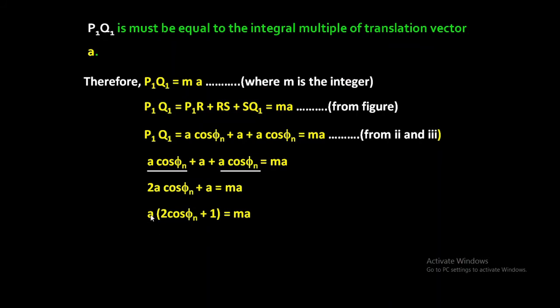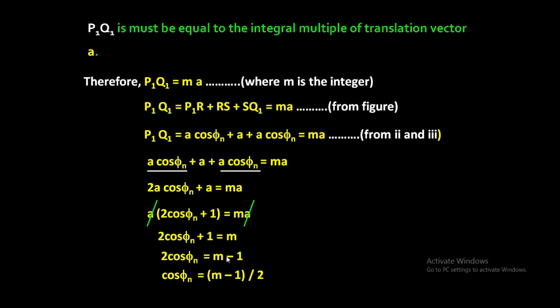Now A is on the left hand side and A is on the right hand side. If I take A to that side, it would be in the denominator, so A will be cancelled out. Then we remain with 2 cos phi n plus 1 is equal to M. Now I will shift 1 to that side, so I get 2 cos phi n is equal to M minus 1. Now I have to find cos phi n. So I will take 2 to that side, it comes into the denominator, then cos phi n is equal to M minus 1 divided by 2.